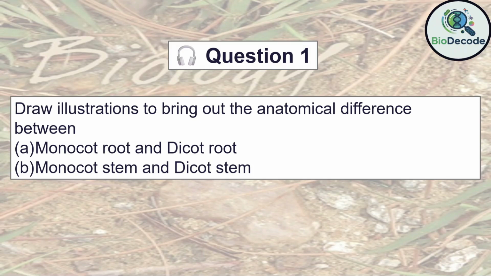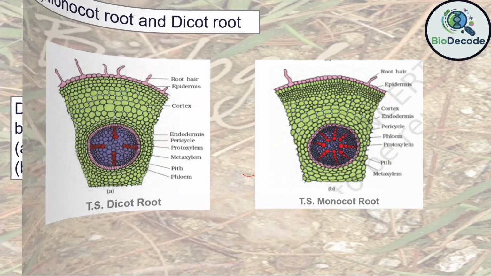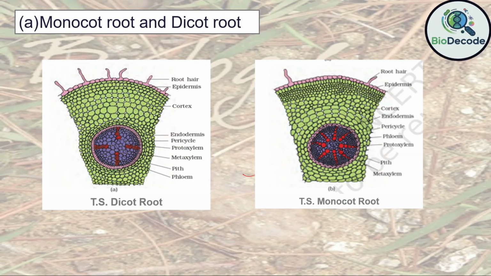Question 1. Draw illustrations to bring out the anatomical difference between a monocot root and dicot root, a monocot stem and dicot stem. Answer. Let us first discuss the differences between monocot and dicot roots. In a dicot root, such as the sunflower root, the outermost layer is called the epiblemma, which bears unicellular root hairs. Beneath it lies the cortex, made up of several layers of thin-walled parenchyma cells with intercellular spaces.